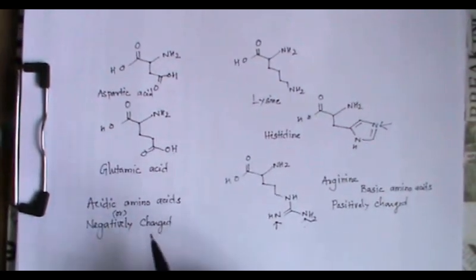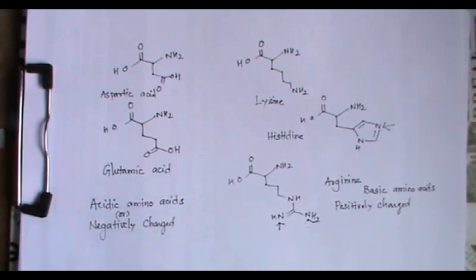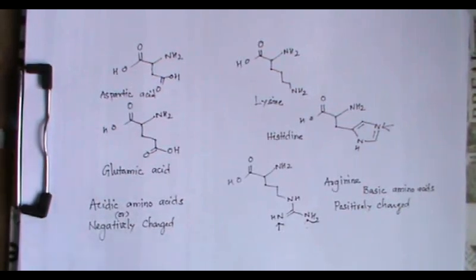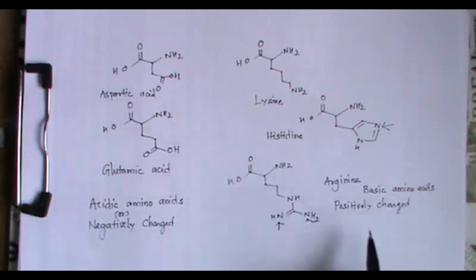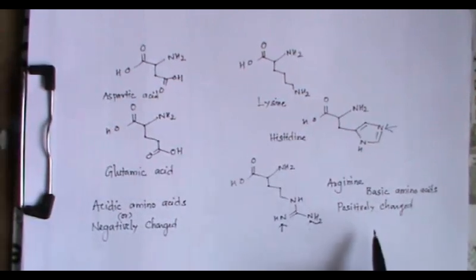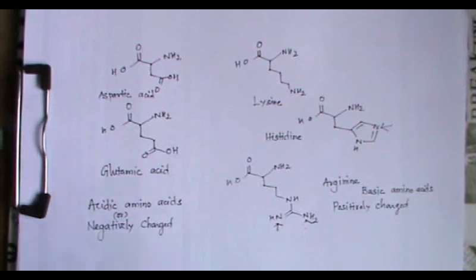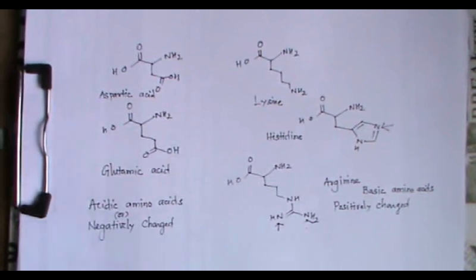Acidic amino acids are also referred to as negatively charged amino acids, because at neutral pH they will carry a minus charge. Basic amino acids are referred to as positively charged amino acids. At neutral pH, that is at pH 7, there will be a positive charge on the amino acid.